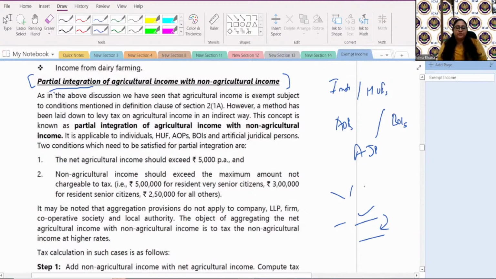They have slab benefits. Number two, when would it be applicable? It would be applicable only when the agricultural income is more than 5,000 and non-agricultural income is more than the basic exemption limit. Non-agricultural income can be any income. It can be salary, other sources, business income, capital gain income, it does not matter. Agricultural income more than 5,000, non-agricultural income more than the basic exemption limit. So in that case, how do you calculate the tax? It's again simple. I told you.